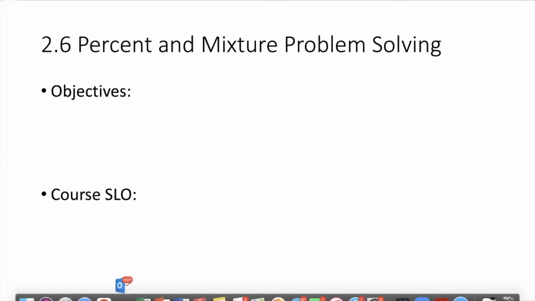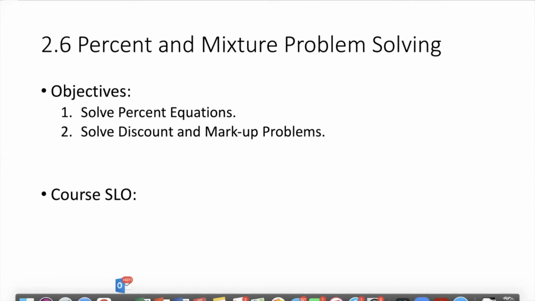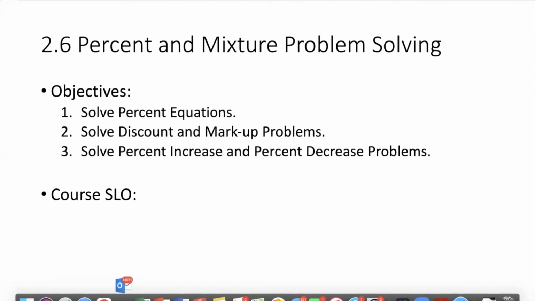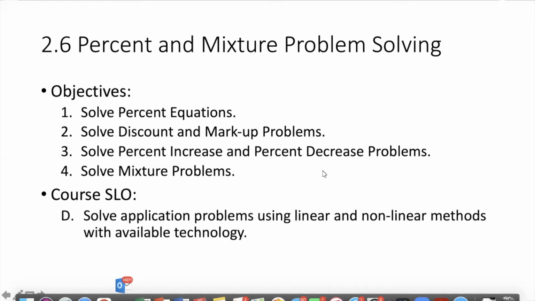We're continuing with Chapter 2, and today we're looking at Section 2.6 on percent and mixture problem solving. In this section, we will solve percent equations, solve discount and markup problems, solve percent increase and percent decrease problems, and finally, we'll solve some mixture problems. And this is still part of SLOD, which is solve application problems using linear methods.